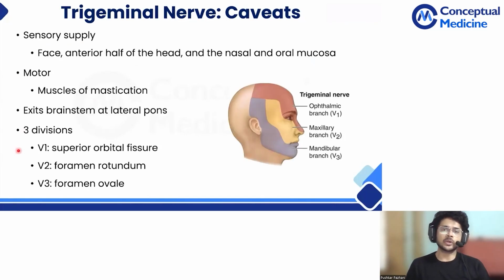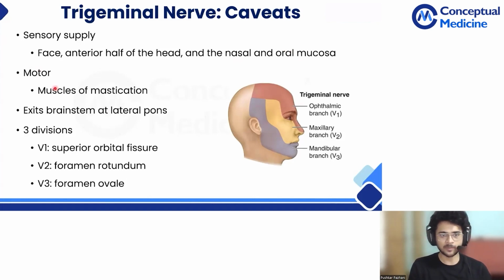So before we go into trigeminal neuralgia or neuropathy per se, just a few anatomical caveats about the trigeminal nerve. Number one, it predominantly gives sensory supply to the face, the anterior half of the head, as well as the nasal and oral mucosa. Basically, a large proportion of the craniofacial cutaneous innervation is from the trigeminal nerve.